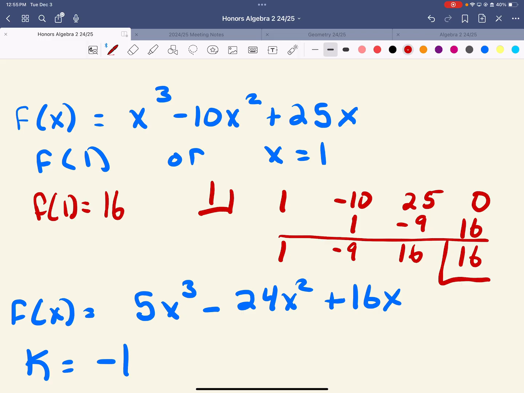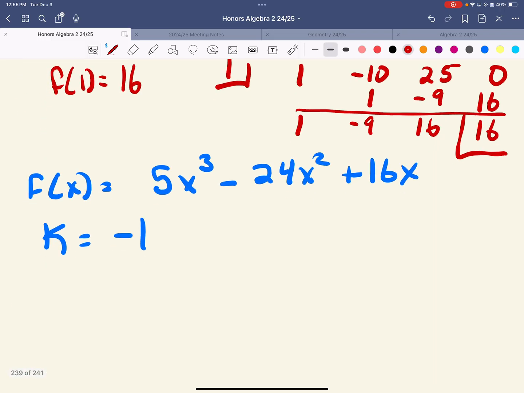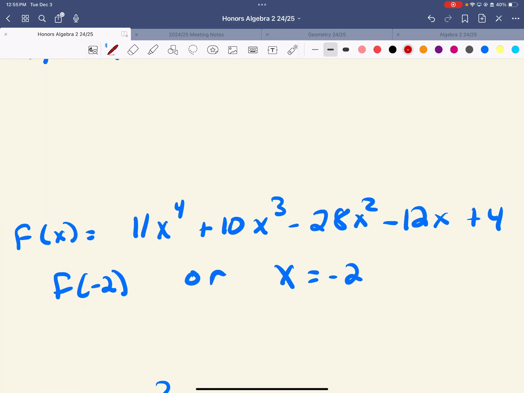And you're done, if all they're asking you to do is find the solutions for them. The solution is going to be whatever your remainder is using the synthetic division. Go ahead and do that one. So you've got 11x to the 4th plus 3x cubed minus 28x squared minus 12x plus 4. Find it for f of negative 2.